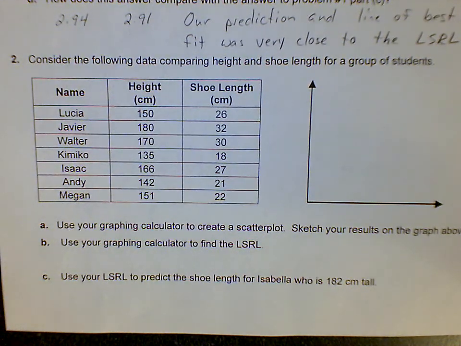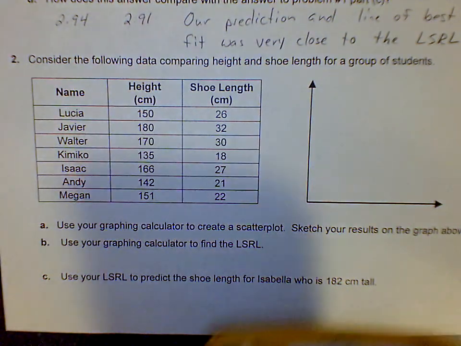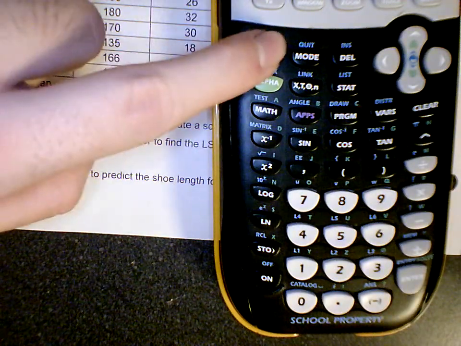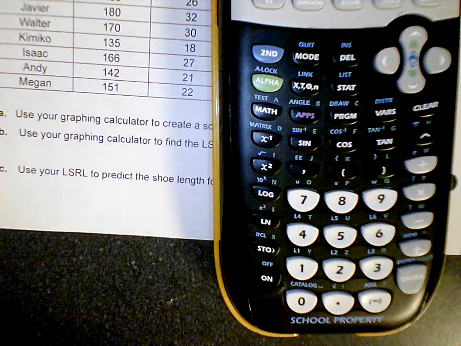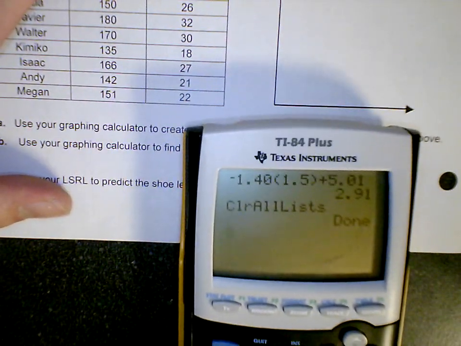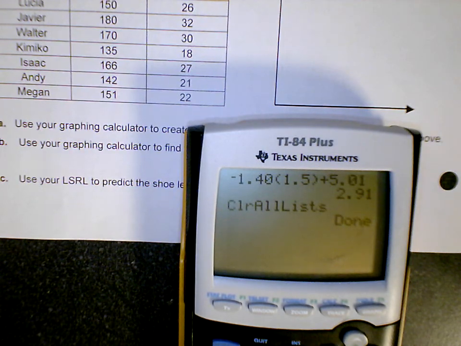All right, so for question number 2, I'm just going to refer to the steps on the blue sheet. I'm not going to show the blue sheet just so it's not confusing, but I will show the calculator. If you look at the very bottom of the sheet, we have to do step 7 anytime we start a new problem. Step 7 says to do second plus 4, enter. So before we get started, we're going to hit second plus 4, enter. It should say clear all lists done. Perfect. Now we can start over.